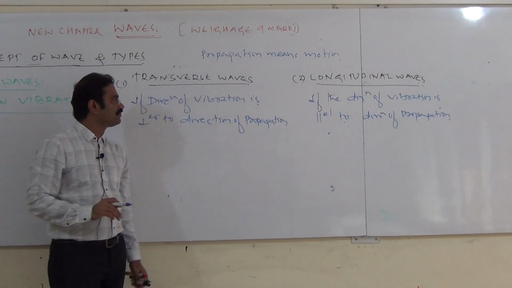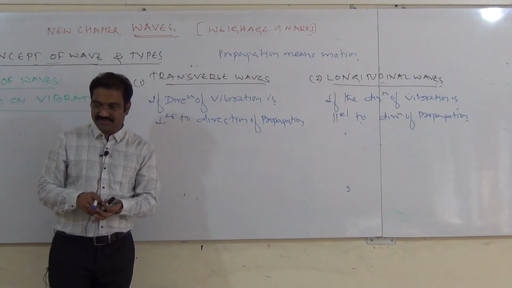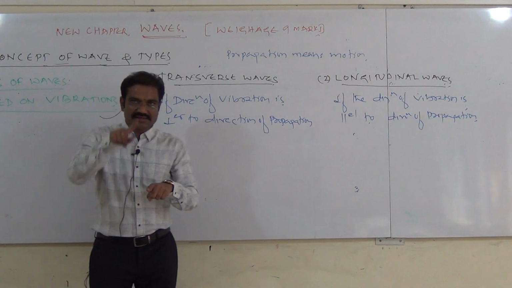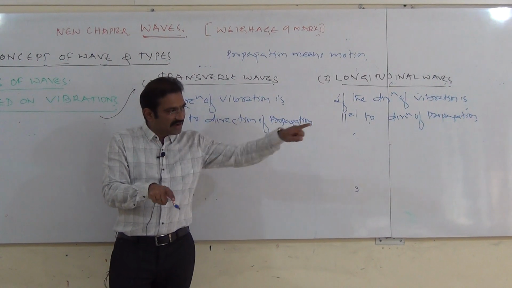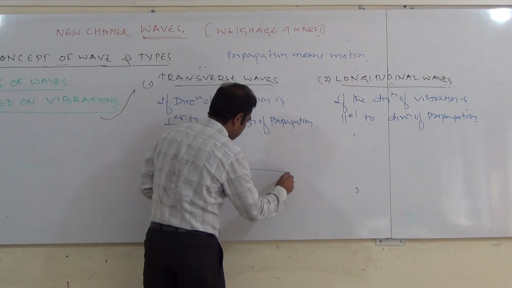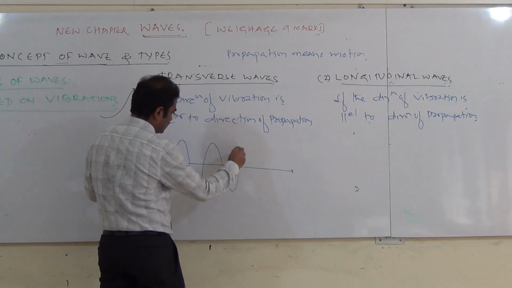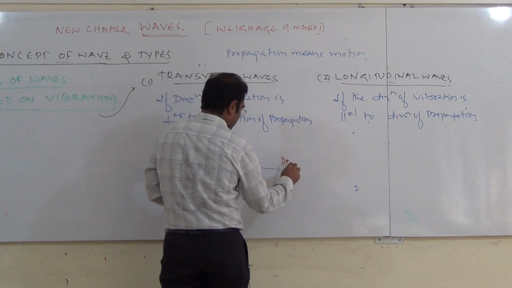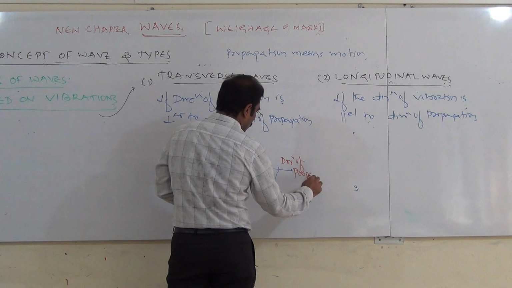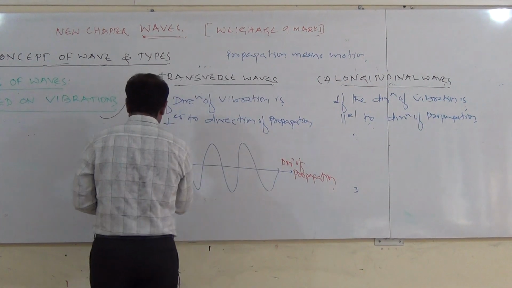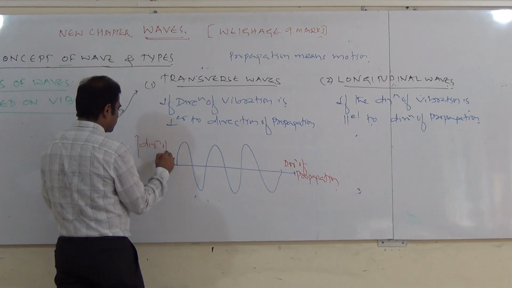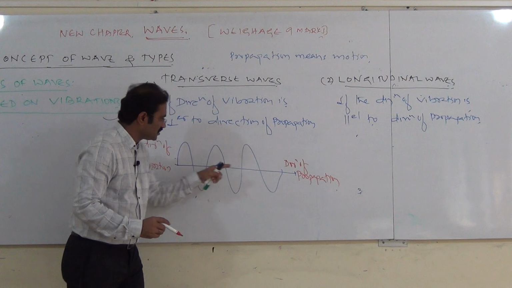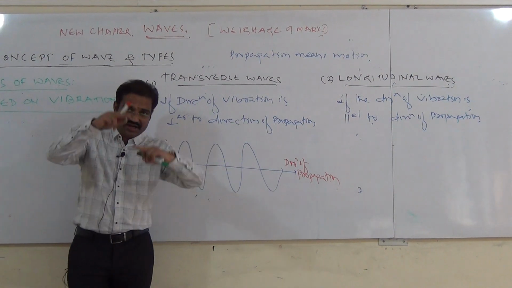Now I give you the clarification. In transverse waves, the direction of vibration is perpendicular to the direction of propagation. How? I show you. Suppose the particles are vibrating like this and the wave is propagating in this direction. So the wave is propagating like this and particles are vibrating like this. This is the direction of propagation, and this is the direction of vibration.